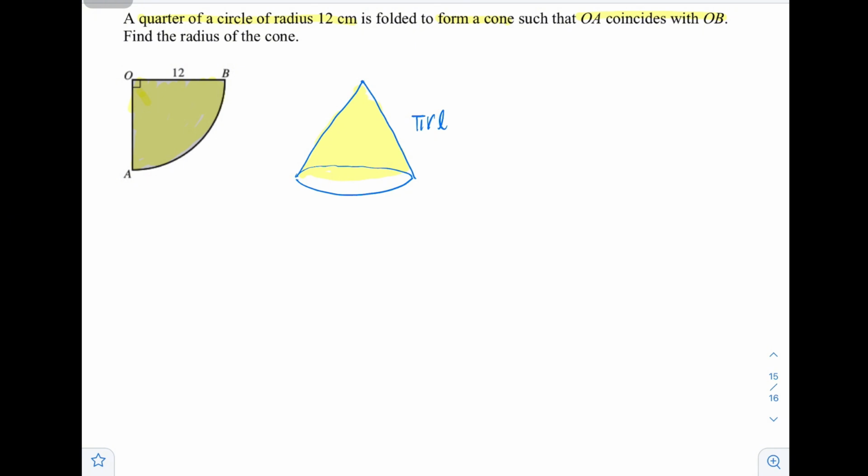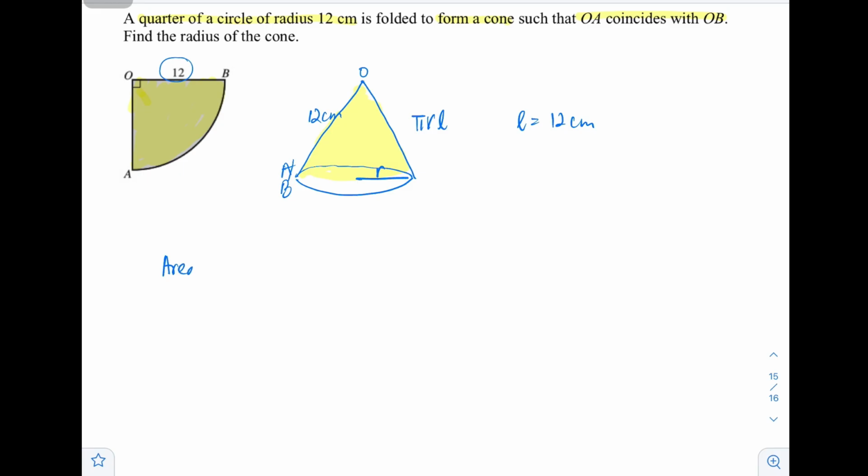In this case, the radius of the quadrant is 12 cm. If you imagine the cone being folded, right, actually the OA and OB are going to coincide here. So in other words, the OA and OB is actually the 12 cm. And in this case, in the cone, the 12 cm is actually the slant height. Okay, so in order for us to find the radius of the cone, which is what we want to find, the R, we will need to find the area of the quadrant first.